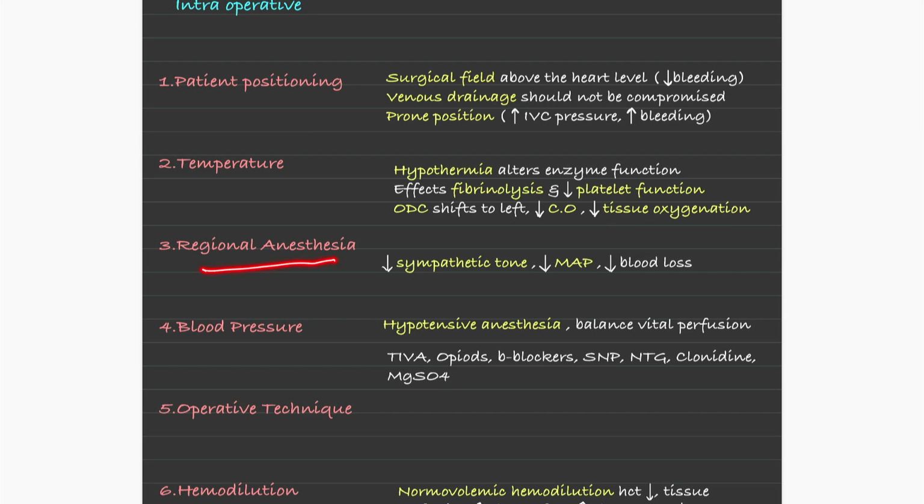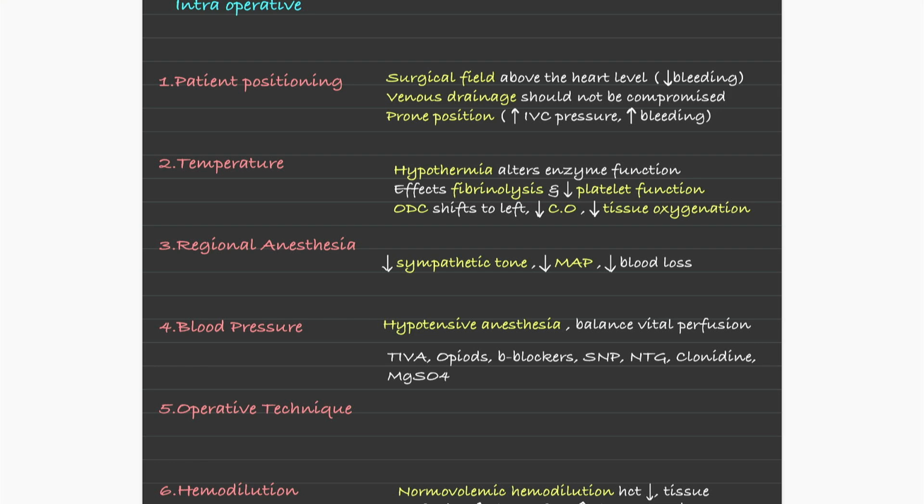If we talk about regional anesthesia, as we all know, regional anesthesia decreases the sympathetic tone and further decreases the mean arterial pressure, which further decreases the blood loss. Talking about blood pressure of the patient, we can follow hypotensive anesthesia, and we have to maintain vital organ perfusion. This we have to remember, that in practicing hypotensive anesthesia, we have to maintain perfusion of vital organs.